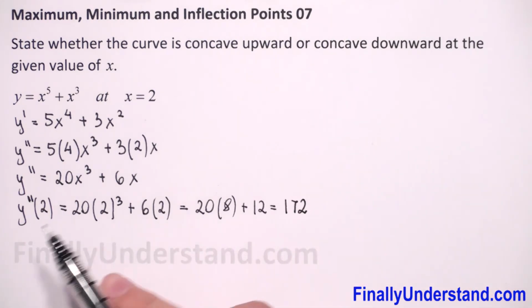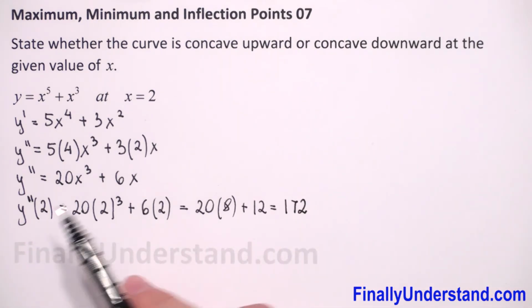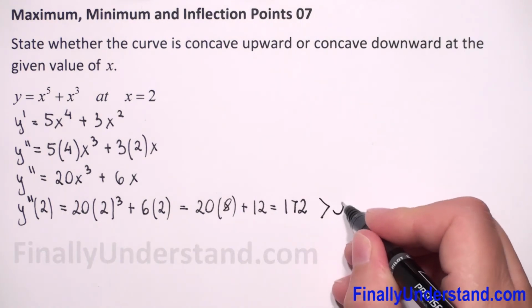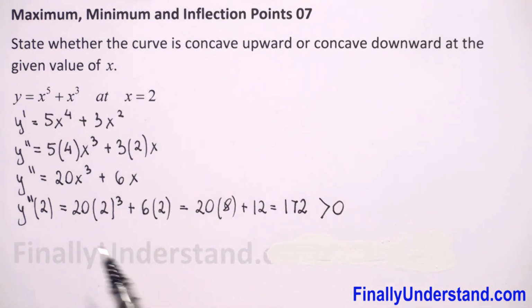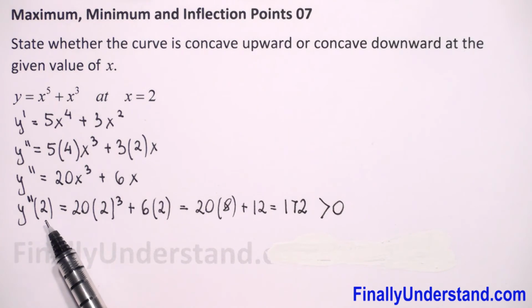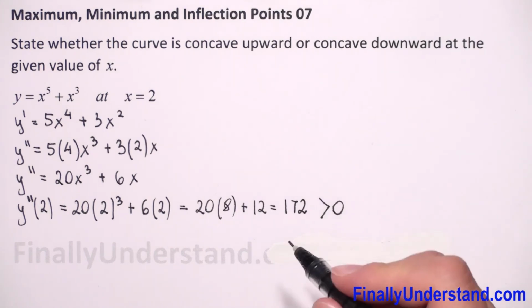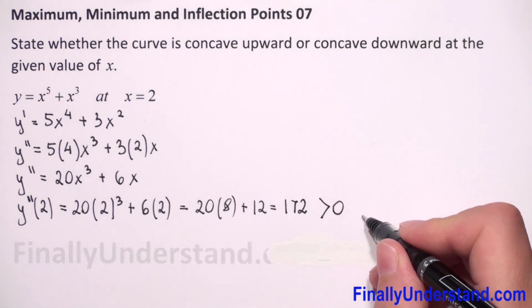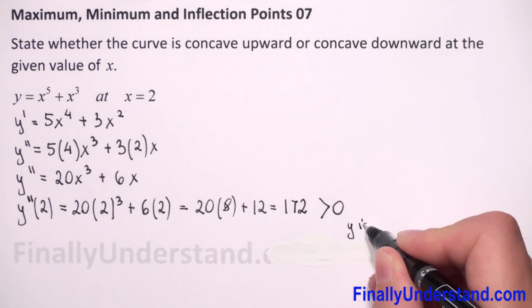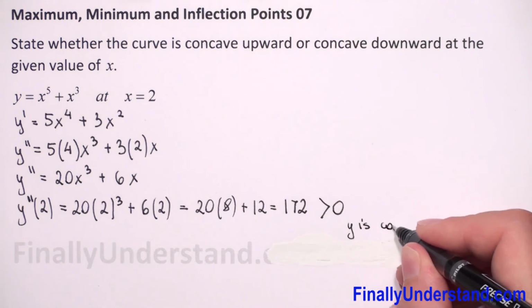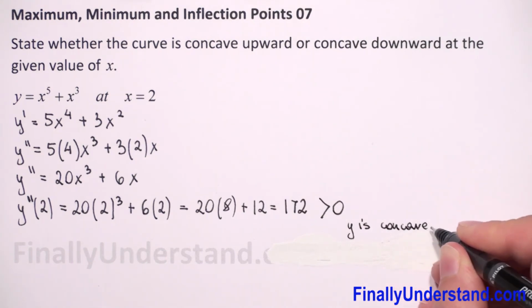The value of the second derivative for x equals 2 is positive. A positive second derivative for x equals 2 means that our curve is concave upward at that point. So we can write y is concave upward.